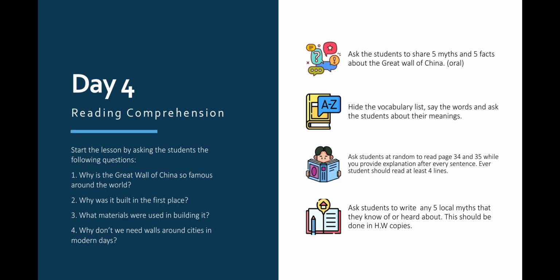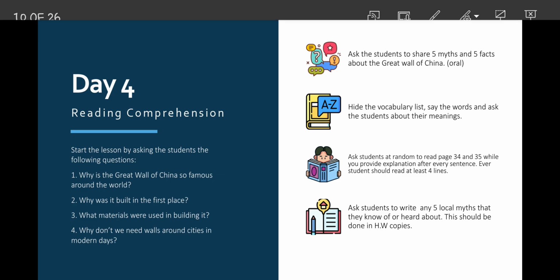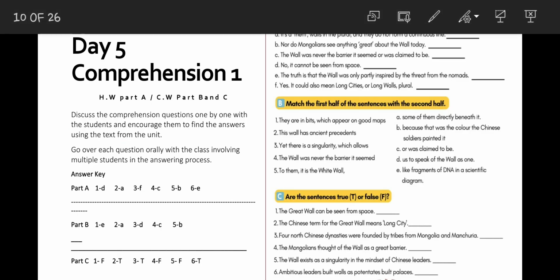Ask students to write any 5 local myths that they know or have heard about. This should be done in homework copies. They should write about any local myths, the myths that are related to their area. Myths are everywhere, so the student should be able to do that.